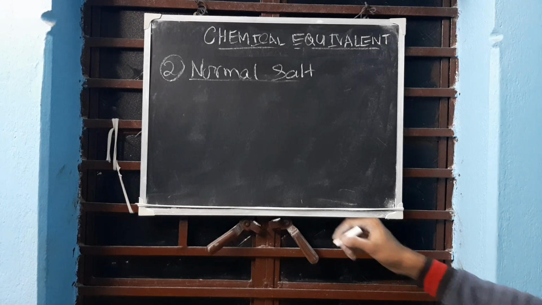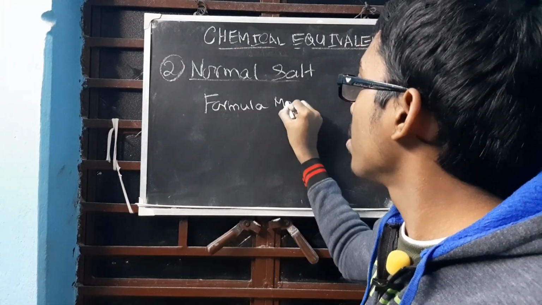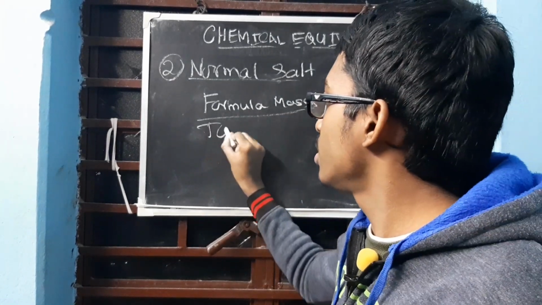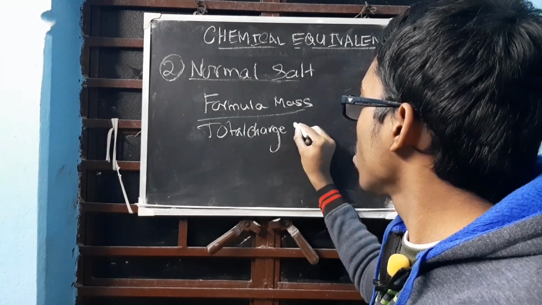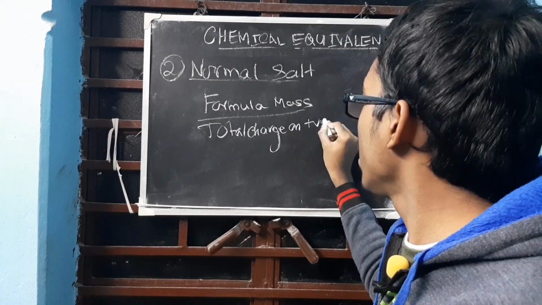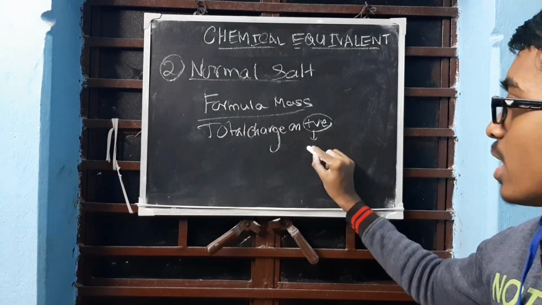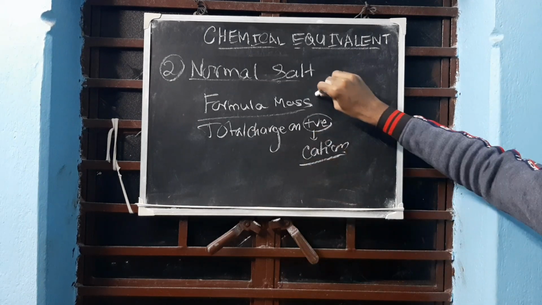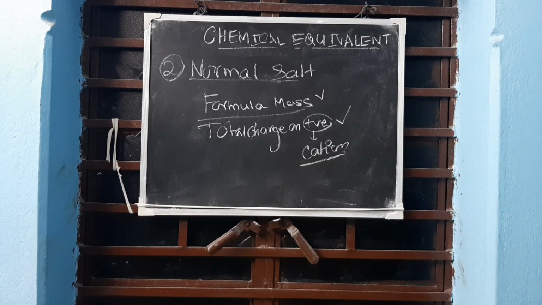In this case we will be taking the formula mass. Remember the formula because it is very important. Formula mass of this salt divided by total charge on the cationic part. Plus V means positive. So this is the cation. Did you understand? Formula mass you have taken, total charge on the cation you will be taking. Clear? Formula mass divided by total charge on the cation.